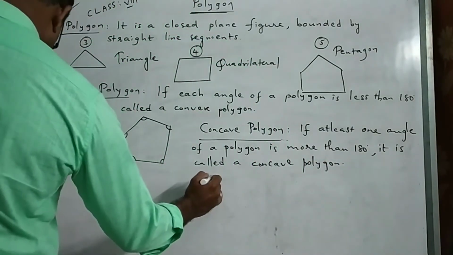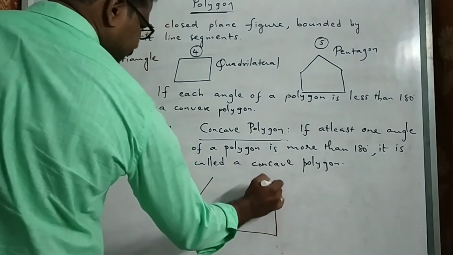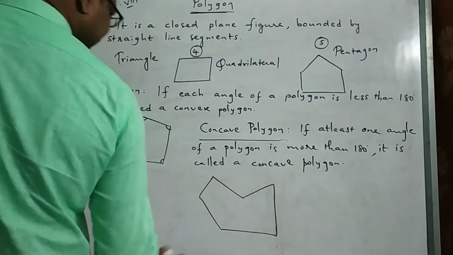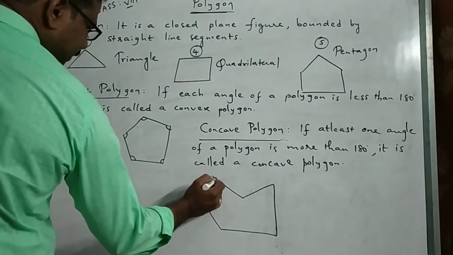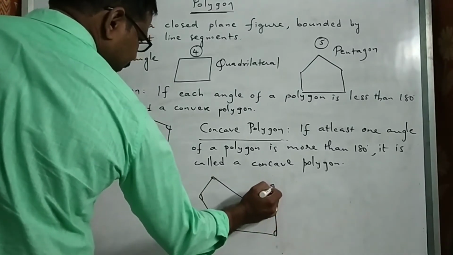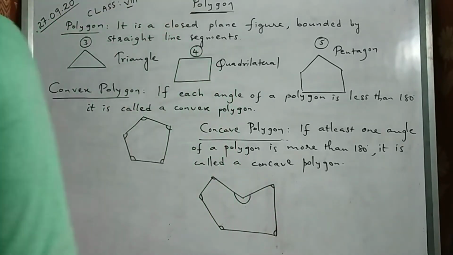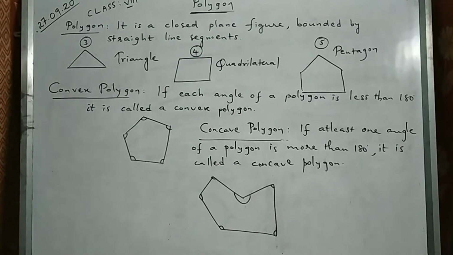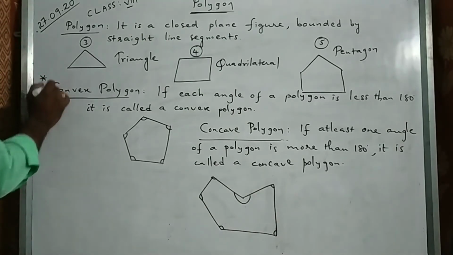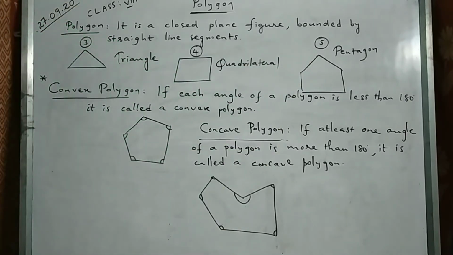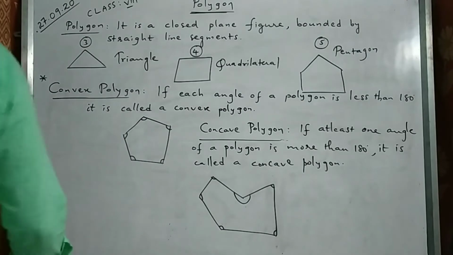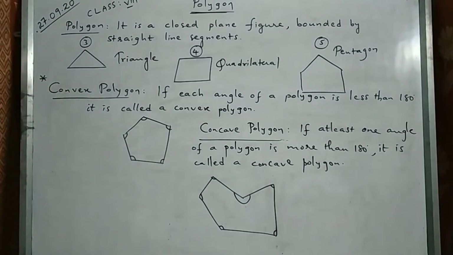So it looks like this. See. Like this. See, these all are below 180. But you look at here, this is above 180. So it is called a concave polygon. Usually we learn about convex polygons only in our chapter. These all are convex polygons. Okay? Each interior angle will be less than 180. So convex polygons only we will be learning. Remember that. Okay?